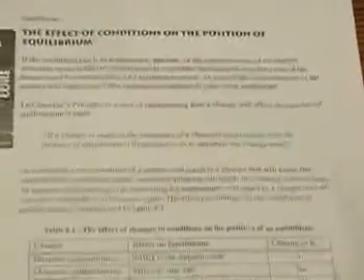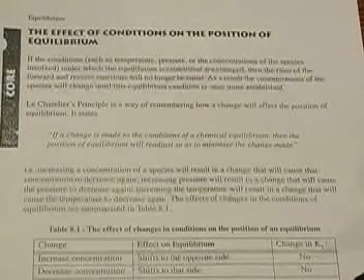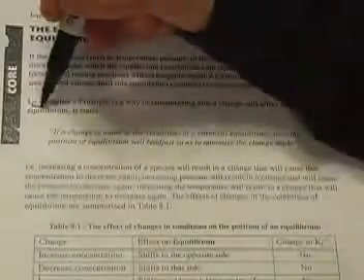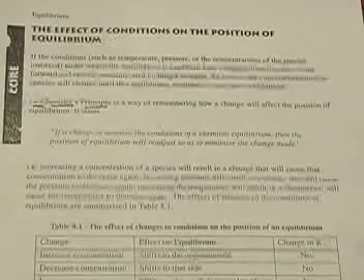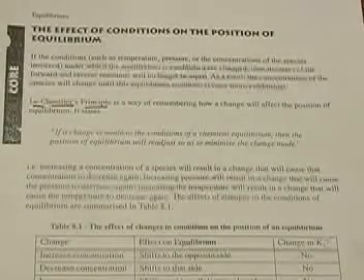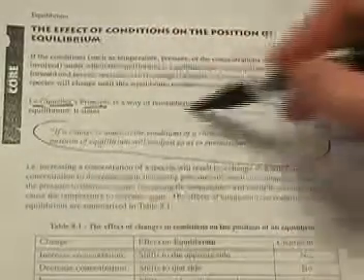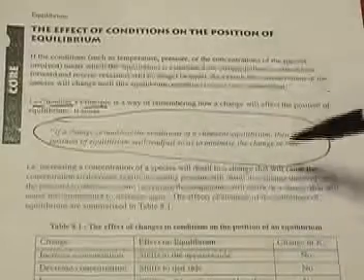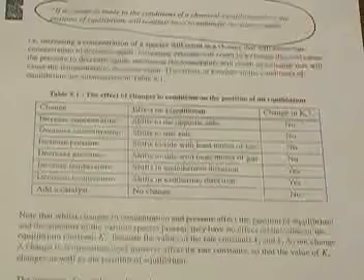The last part of this videocast, we're going to take a look at the effect of conditions on the position of equilibrium and apply something called Le Chatelier's principle, because it's a way of remembering how a change will affect the position of equilibrium. Pretty much bottom line, Le Chatelier's principle says that if you stress a system, it will adjust to reduce the stress. And it adjusts in a predictable, normal way.